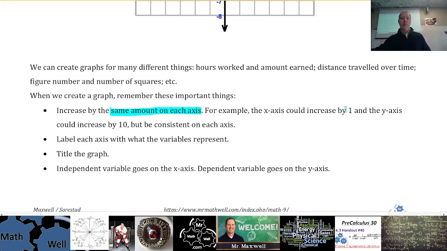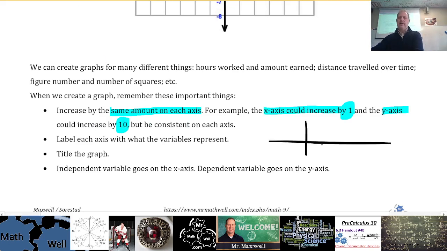So you could increase by 1. You could increase by 10 or 12 or 15. On each axis it has to be the same. Now this is saying that on the x-axis you could increase by a certain common amount, and on the y-axis it could be a different common amount, and that's okay. So for example, if we have an axis like this, you could go 10, 20, 30, that's no problem. And then on this axis you could go the same distance each time, could be a different amount, like 2.